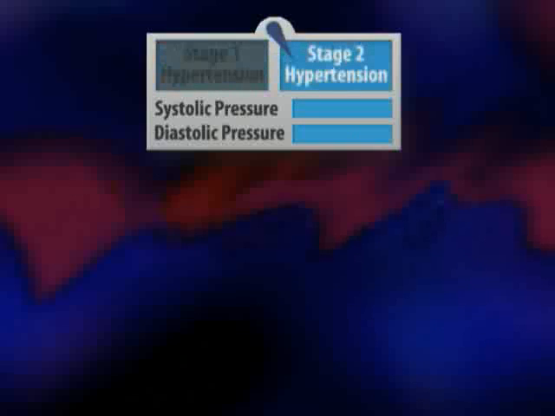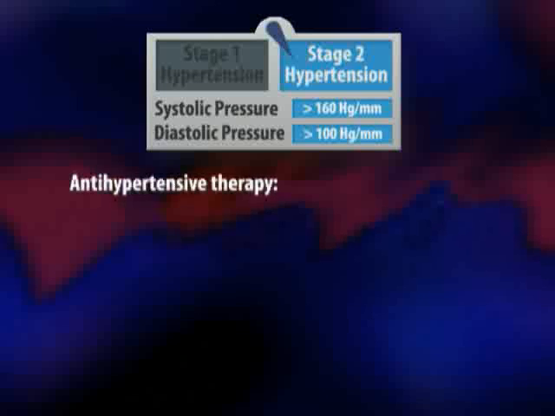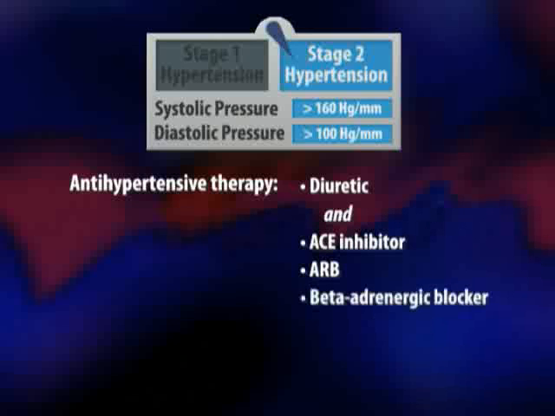Stage 2 hypertension, defined as a systolic pressure greater than 160 millimeters of mercury, or a diastolic pressure greater than 100 millimeters of mercury, requires a 2-drug combination, including a thiazide-type diuretic and one of the following: an ACE inhibitor, an ARB, a beta-adrenergic blocker, or a calcium channel blocker.